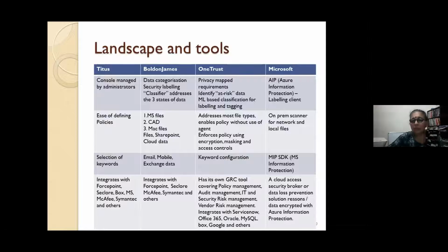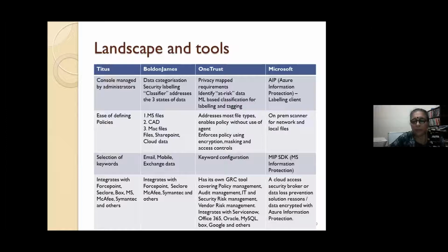Also, I have not explored much on this particular thing, but there is material which says that OneTrust works without the agent. In what I have seen in Titus and Golden James, you need to install the agent on the endpoints. Whereas on OneTrust, it typically says that agents are not required. It addresses most of the file types listed across, and it enforces the policy using secure controls, like encryption, masking, and access controls. Of course, keyword configuration is also available.